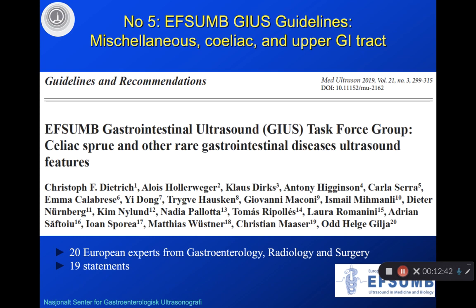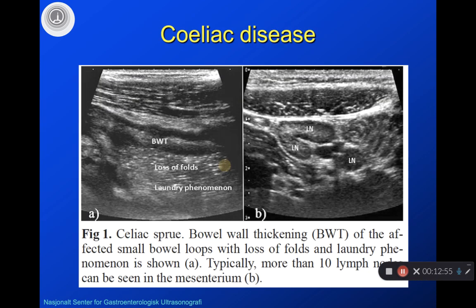We move on to our guideline number 5, which was about different diseases, among them celiac and other cases, and there were 19 different statements in this paper. I also show you just a few examples. Celiac disease is something we also can observe upon ultrasound. However, you know that upper endoscopy and biopsies is crucial to the diagnosis. We sometimes observe a slightly thickened bowel wall. Often we observe lots of lymph nodes in the surrounding mesenteric tissue.